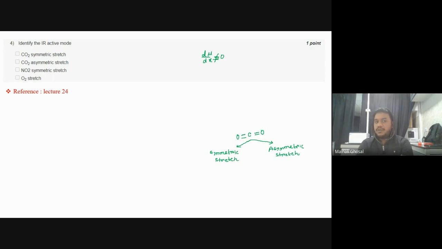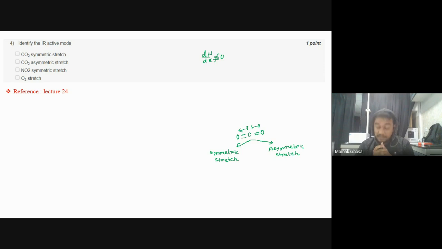Now I have to find which of them is IR active. That means I have to find in which stretching mode this d mu by dx is not equal to 0. That means your dipole moment is changing with length or with time. So for the symmetric stretch, suppose this is a dipole. When there is no vibration, what should be the dipole moment of CO2 in the absence of any vibration?